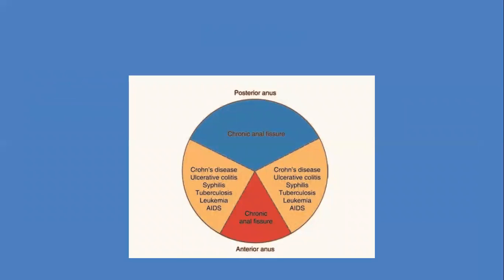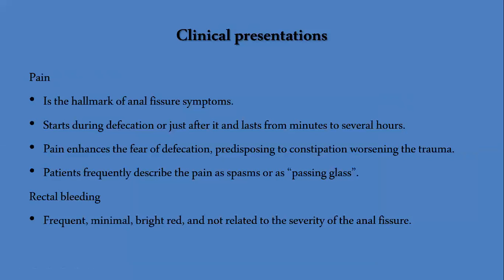This diagram represents the comparison between typical and atypical fissure. Typical fissure is located in the midline, 90% posterior, 10% anterior. Atypical fissure is located laterally and mostly associated with diseases like inflammatory bowel disease, syphilis, tuberculosis, malignancy, HIV. Another way to classify fissure is acute and chronic.